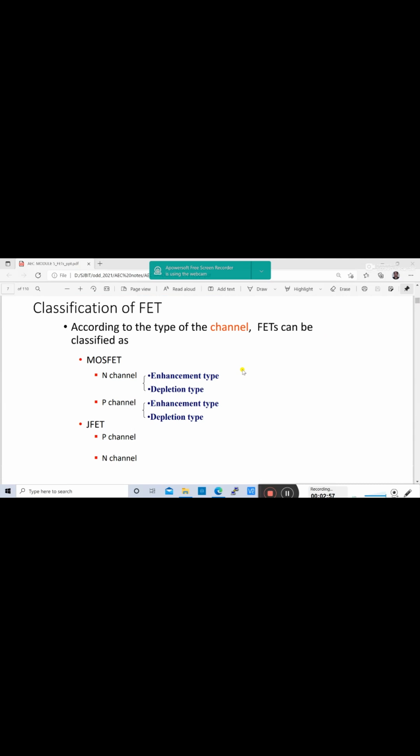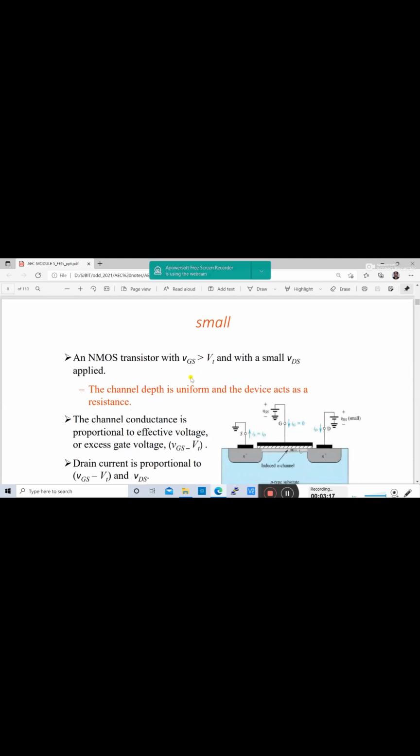Under the classification of MOSFET, we have two types: one is MOSFET and one is JFET. Under MOSFET you have two types, one is N channel and another one is P channel. Under N channel we have two types, one is enhancement type and the other one is depletion type. Similarly, under P channel also we have enhancement type and depletion type.